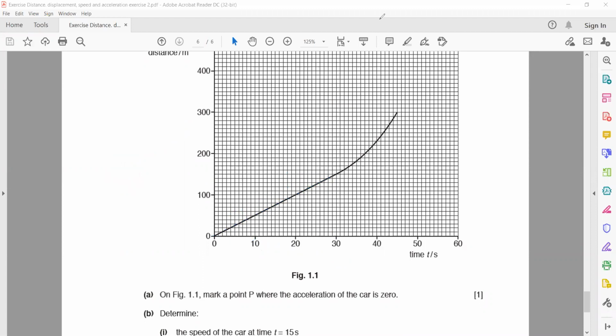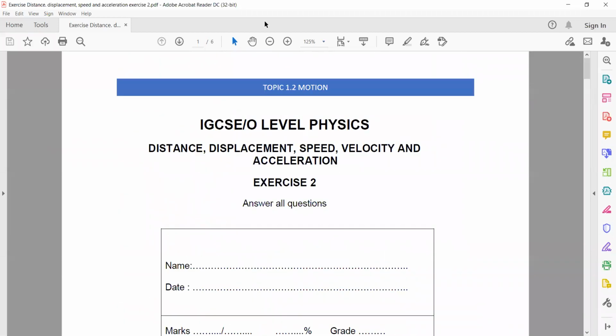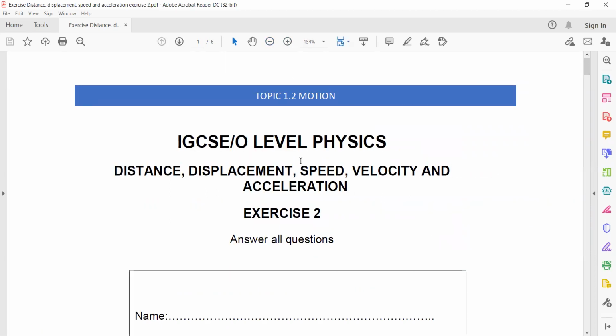So this was the weekly homework exercise related to distance, displacement, velocity, and acceleration. Any question related to the class? Yes, Abdullah? You have a question, Abdullah Sarfraz? Okay, so I'll end the session and share this with you.